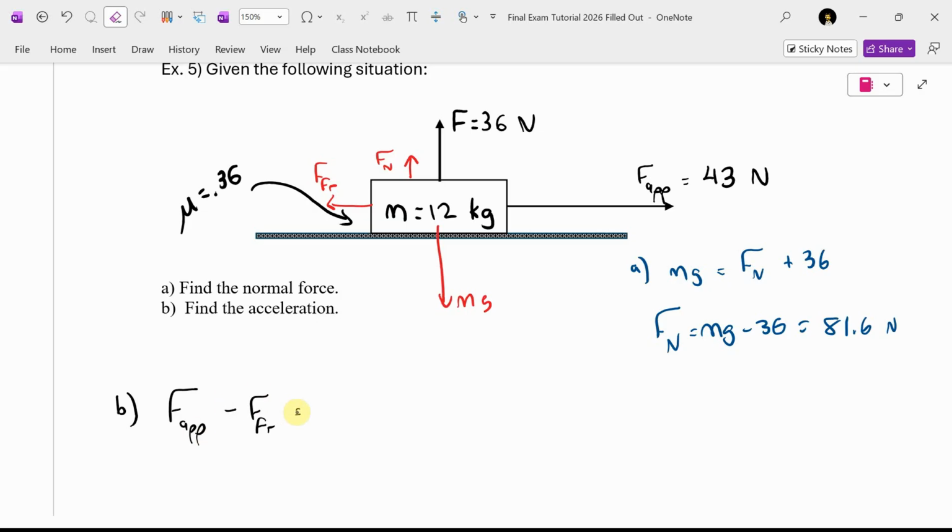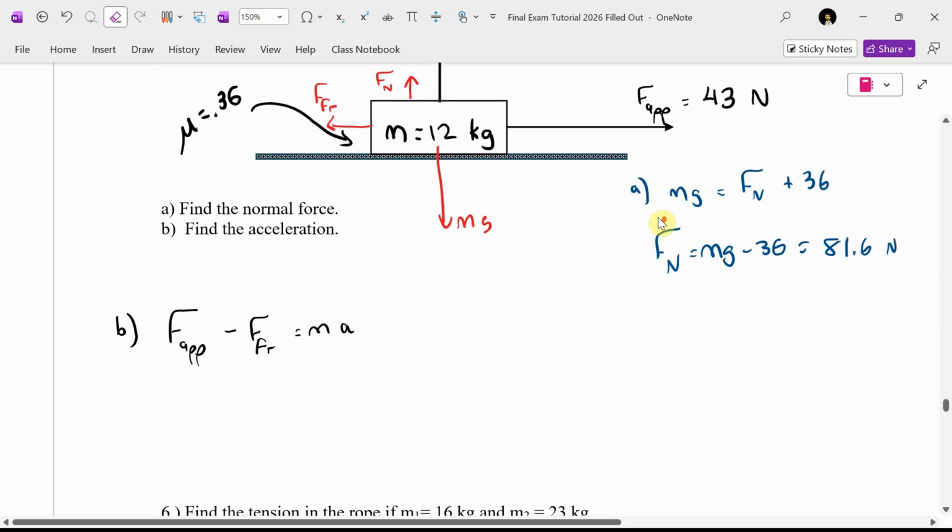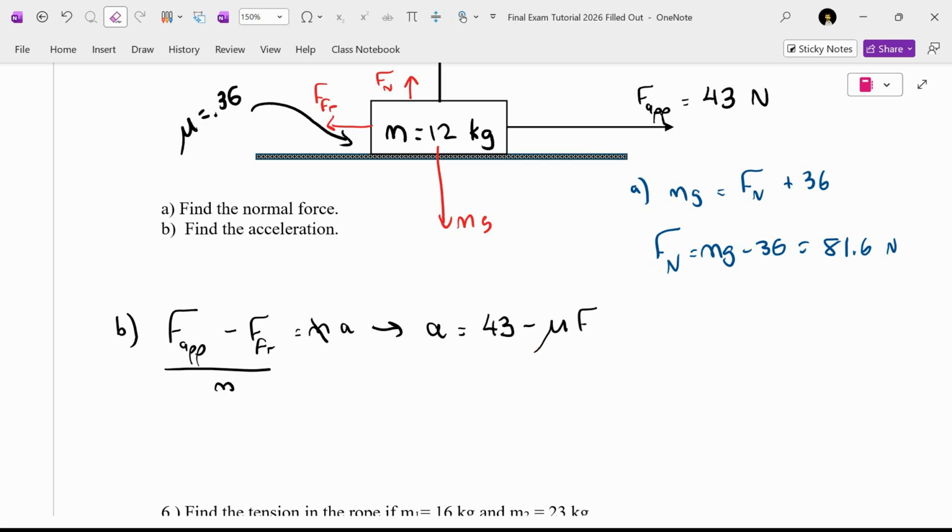F applied minus friction equals ma. Was it Ryan's theorem? We can get the a by itself, divide by m. I'm going to move sideways to try and make sure I fit this all in. a equals F applied, 43, minus mu times the normal force, divided by m.